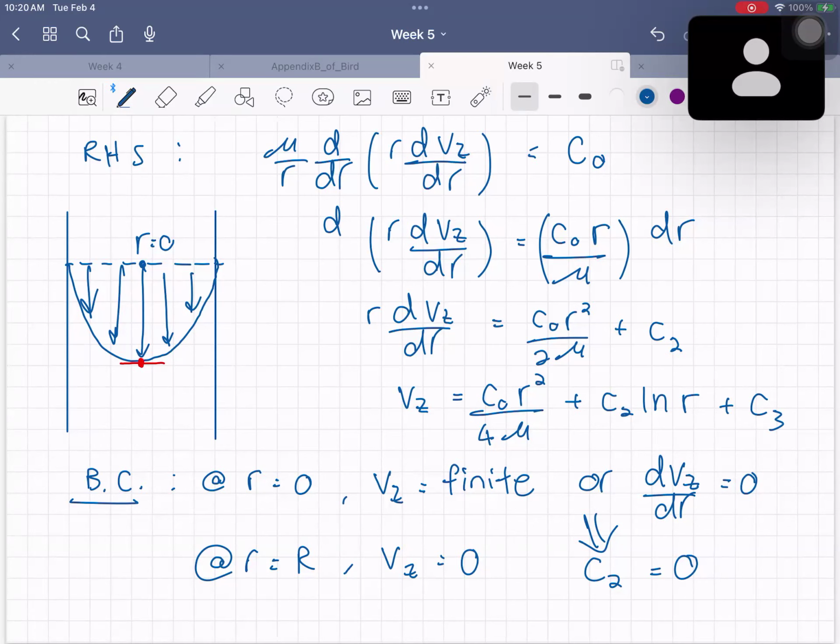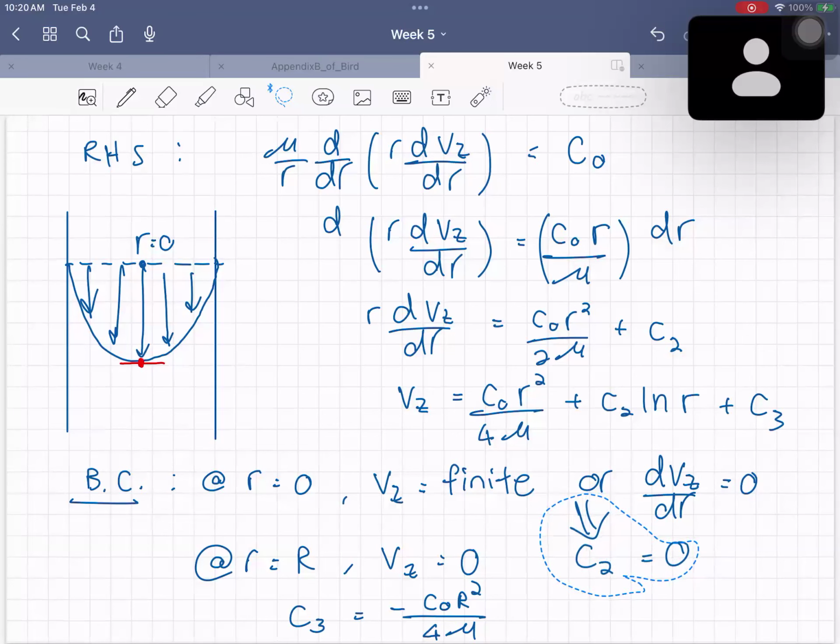And then when you substitute the second boundary condition into the equation, what you get is C3 equal to minus C0 R squared over 4 mu. Can you see at the very bottom? Okay. And since we already have C0, just substitute it.